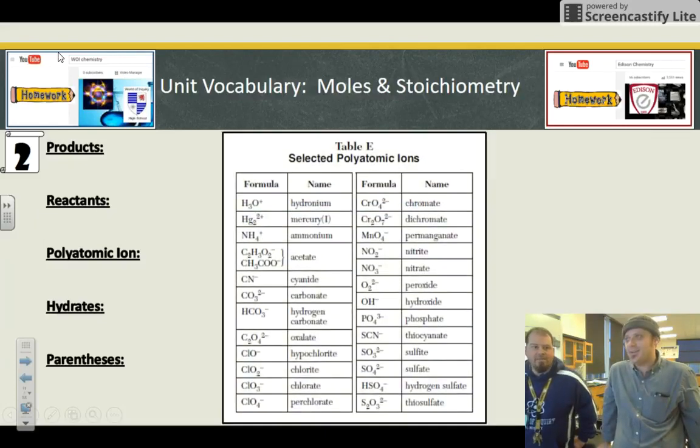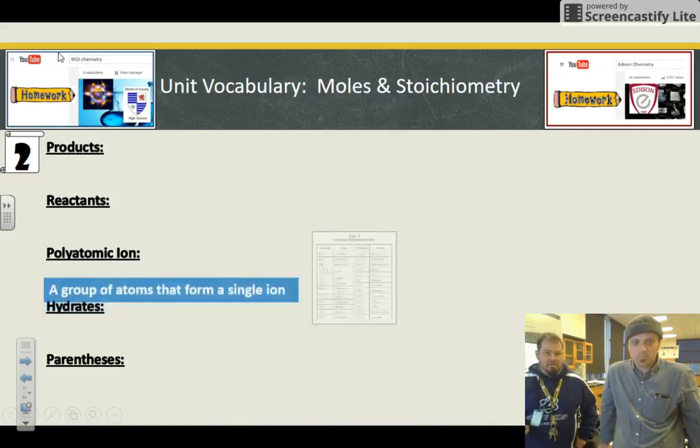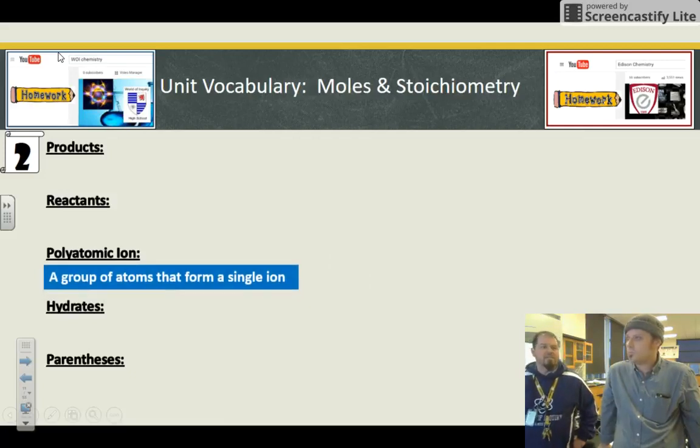Polyatomic ion, we've been seeing this a bunch. This is a thing that we can't get away from, because we are slowly becoming fluent with them. It's taking some time, but that's okay. This is a group of atoms forming a single ion by definition. We have a table to help us with them.